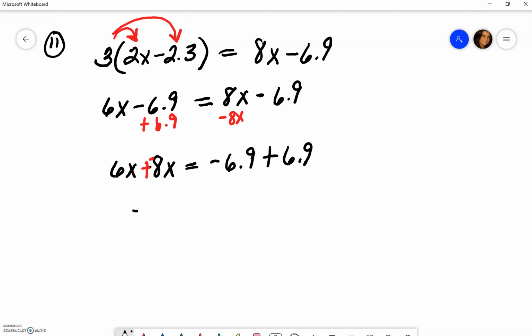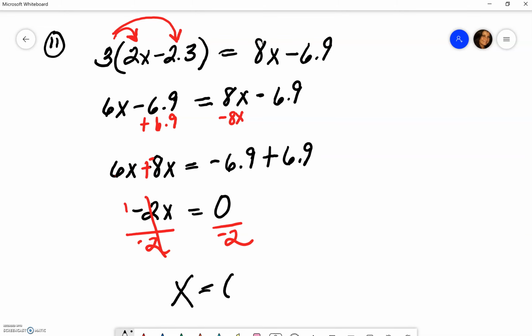So we know we're going to end up with a negative 2x, and that's equal to, on this side would be 0. We'll divide out by a negative 2 and a negative 2. So we can see our final answer is x equals 0.